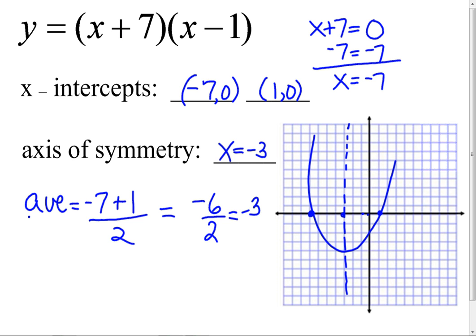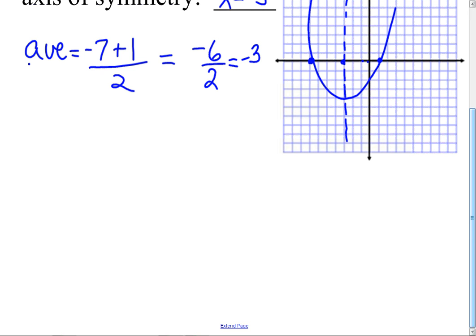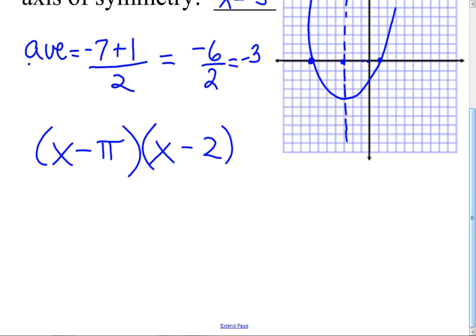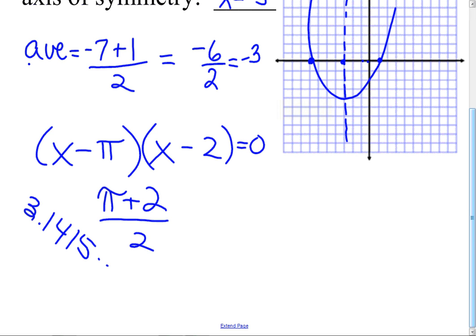All you do is average them. Now, these are nice numbers to count with, but what if I didn't have nice numbers? What if I had x minus pi and x minus 2? I have to find the place halfway between them, so I'll take pi plus 2 and divide by 2. Pi is a number. What number is it?